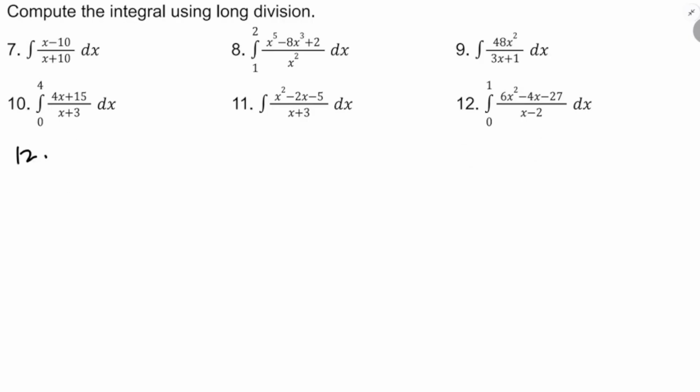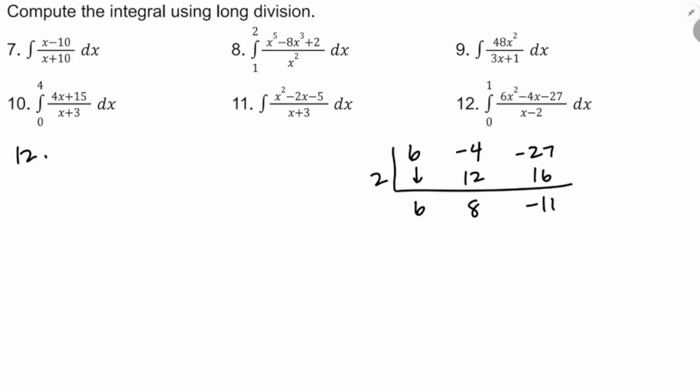And then number 12 kind of looks like the same story. We're going to do some synthetic division off to the side, except I guess this one's a definite integral. So x minus 2, 6, 12, 8, 16. Is that right? Okay. 6, 12 minus 4 is 8, minus 2 is 16. Okay, so 16 and 11 is 27, so I think that would be negative 11. Okay.